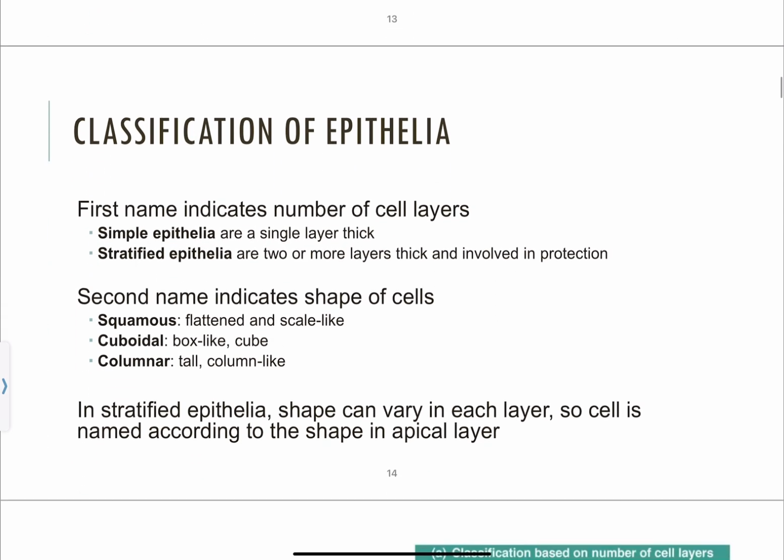Another thing when we talk about epithelial tissue, it's always a first and last name for how we name it. So the first name is going to indicate how many layers thick this epithelial tissue is. If it's a single layer thick, we just say it's simple. If it's multiple layers, meaning 2 or more, then we refer to it as being stratified. The second name, or the last name, of epithelial tissue is going to name the shape of the cell.